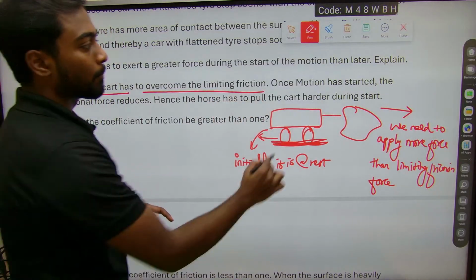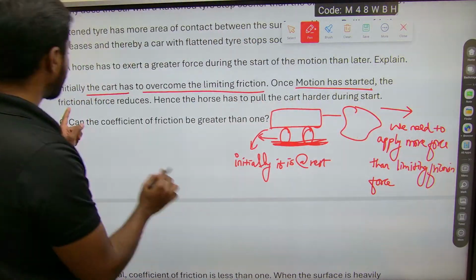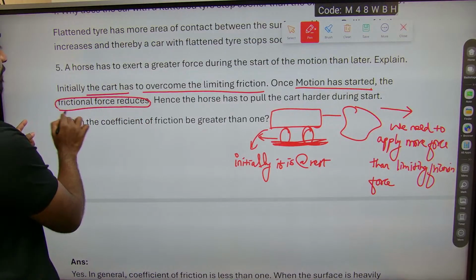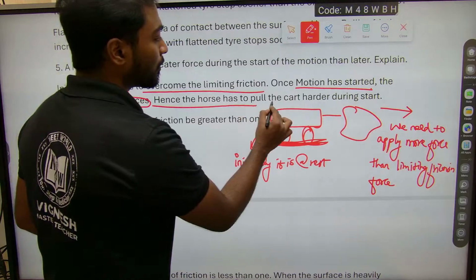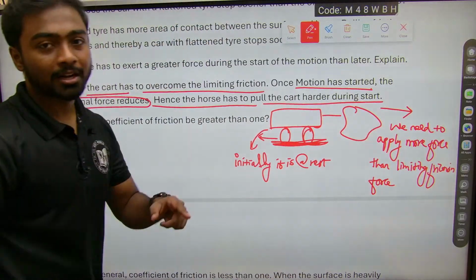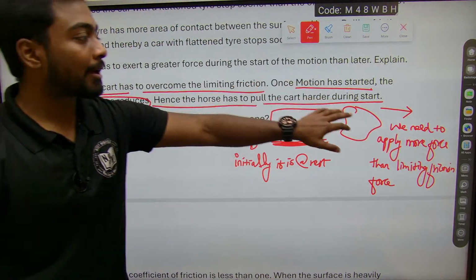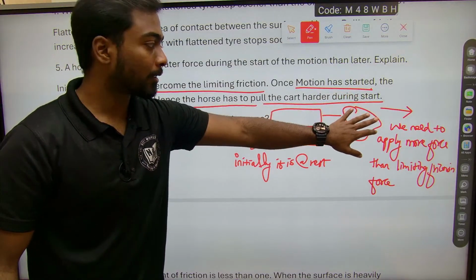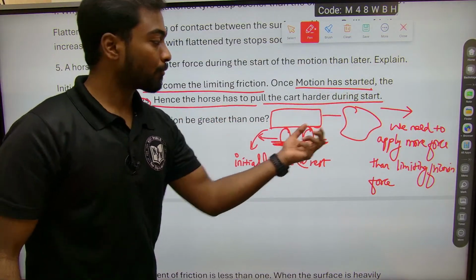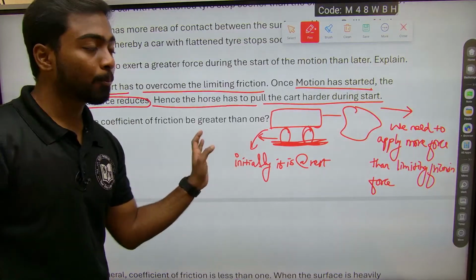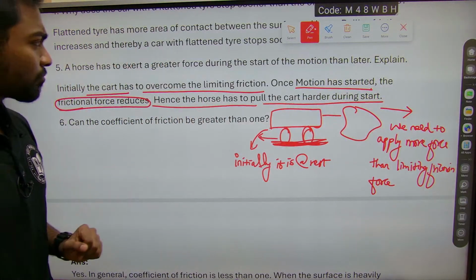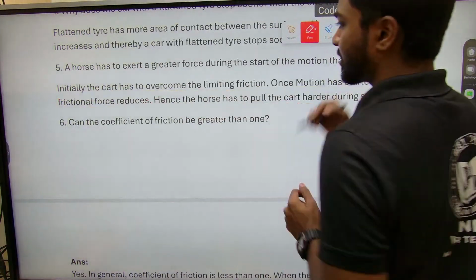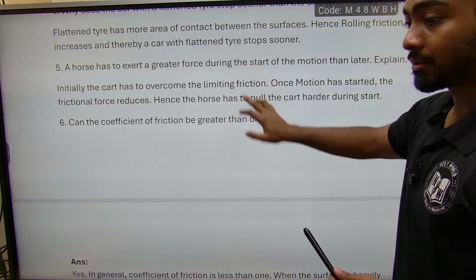Once motion has started, the frictional force reduces. Obviously the friction force reduces, and hence the horse has to pull the cart harder during the start. Not only the horse, whatever objects are present there, initially they need more force than the limiting friction force to pull the cart, right? So this is what the fifth question says. And what about the next question?